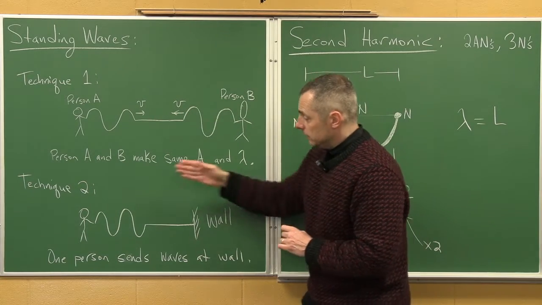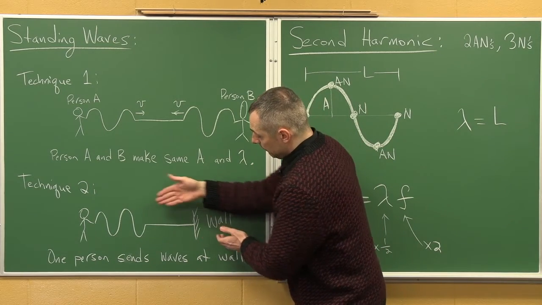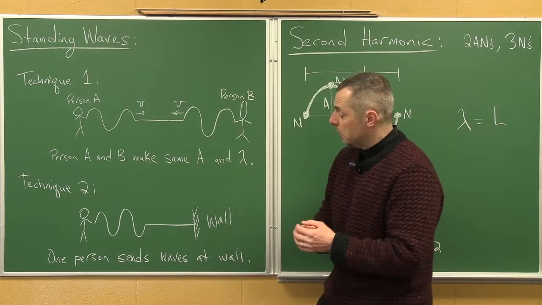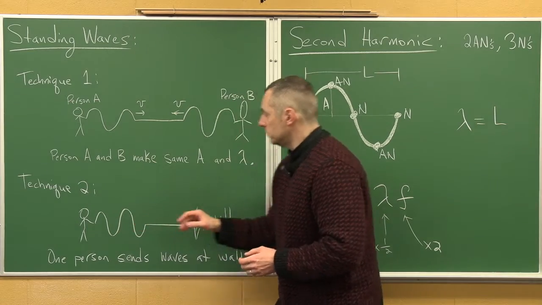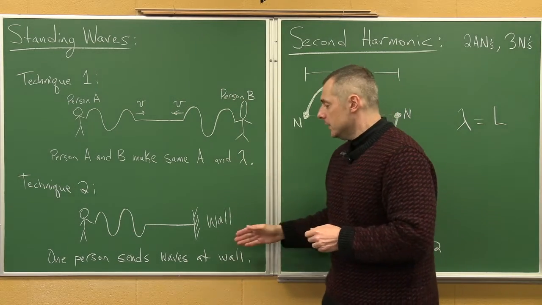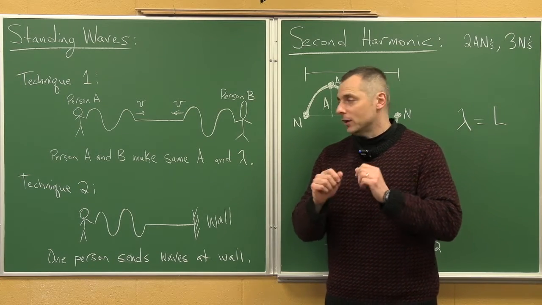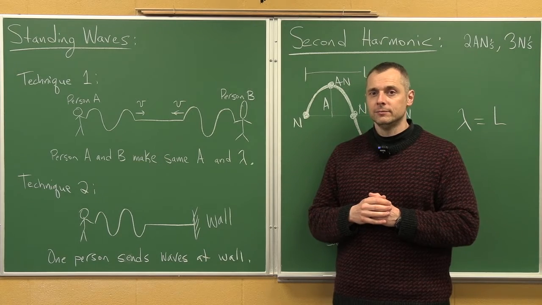The other technique, as I mentioned, was if I didn't have another person, I can just send my waves at a wall or any fixed point, and the reflected waves will serve as the waves coming from person B over here. So one person sends continuous waves at a wall. So go ahead and copy these down.